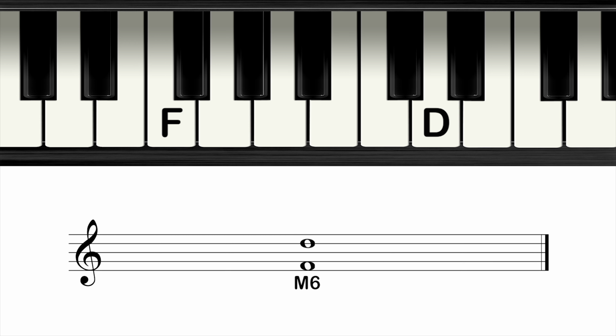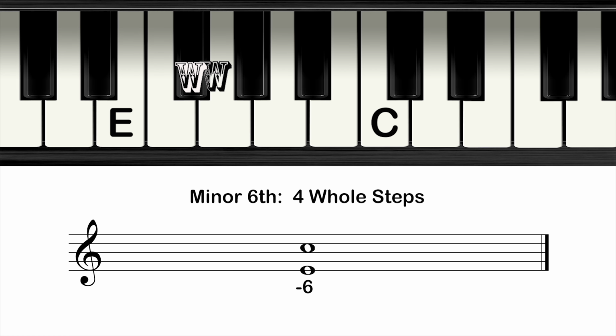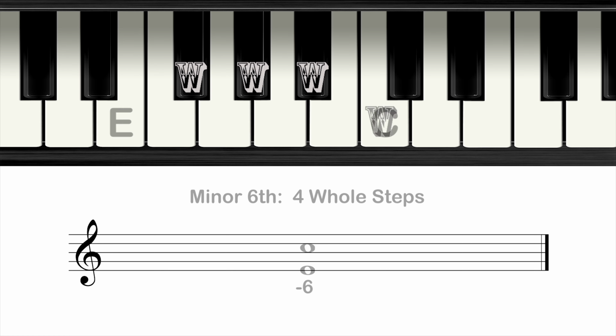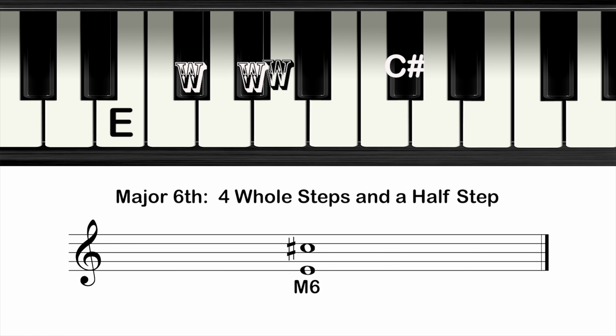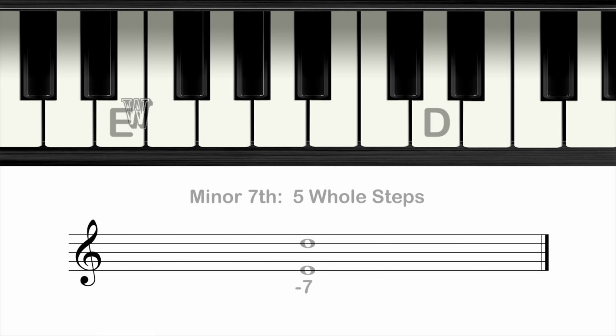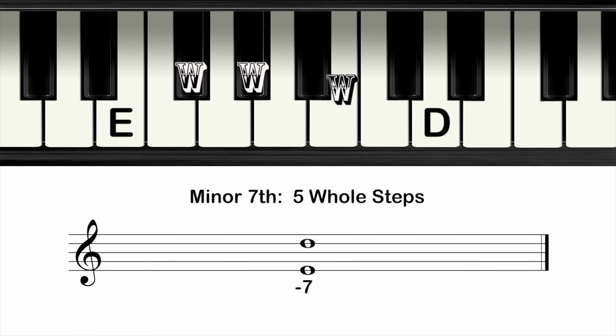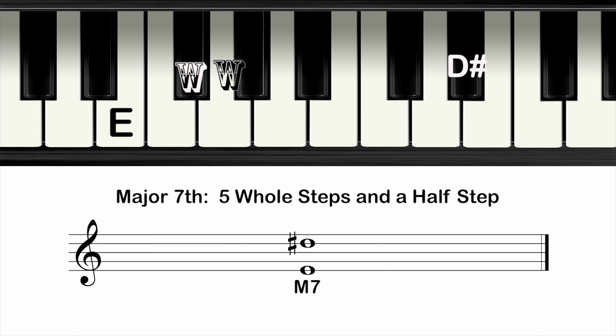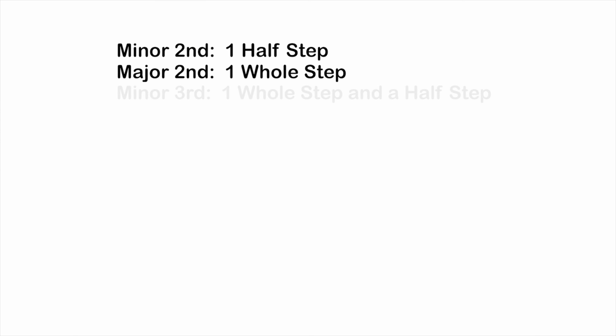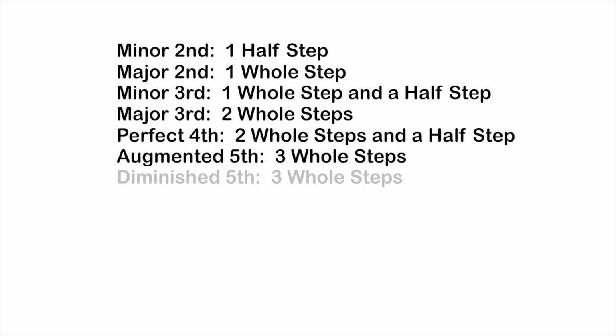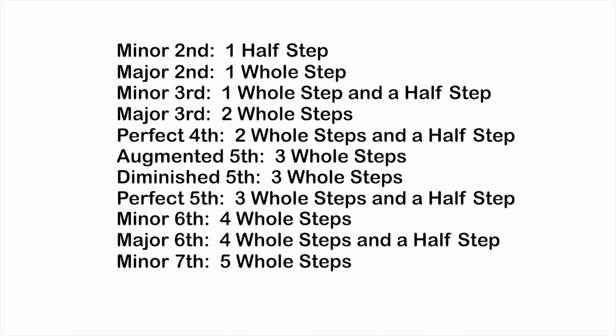Then we get to the sixths and sevenths. A minor sixth is 4 whole steps. A major sixth is 4 whole steps and a half step. A minor seventh is 5 whole steps, and a major seventh is 5 whole steps and a half step. This technique may work for you. For my students, that's too many numbers.